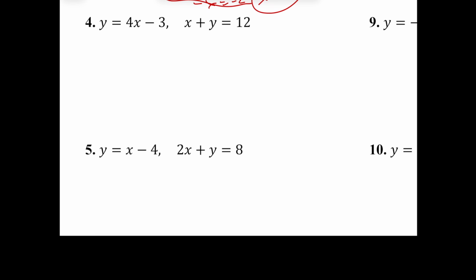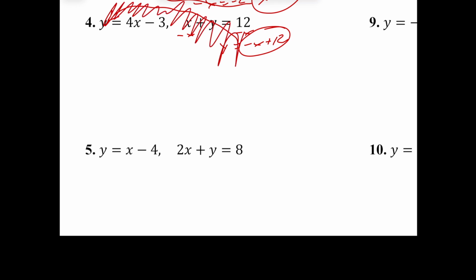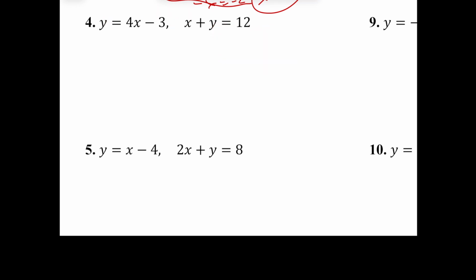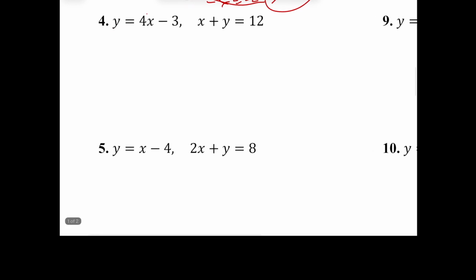Now, if you really wanted to, you don't have to, and I'm not going to, you could go minus x, and you would get y equals negative x plus 12, and then you could take that and plug it in there if you want. I don't think that's the easier way to do that, but theoretically you could. Here it's already set up as y equals. So let's just take what y equals and plug it in for the y, okay?